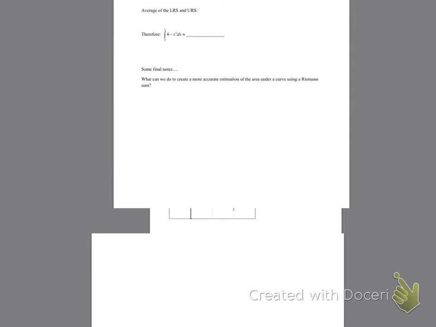So the average is the average of 6.25 and 4.25. So that average, I believe, is going to be 5.25.